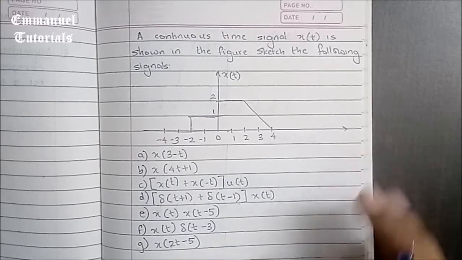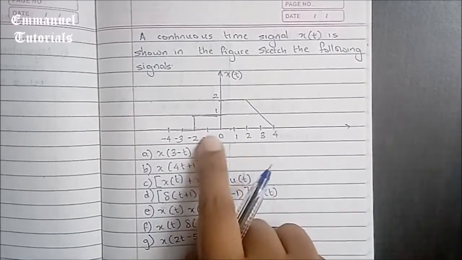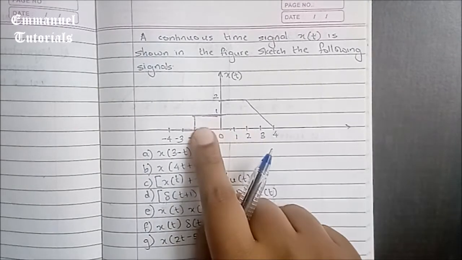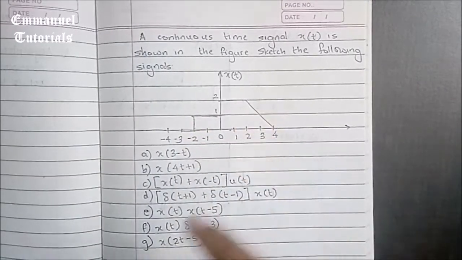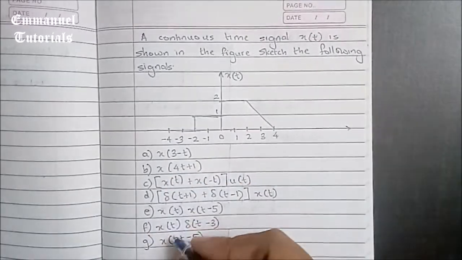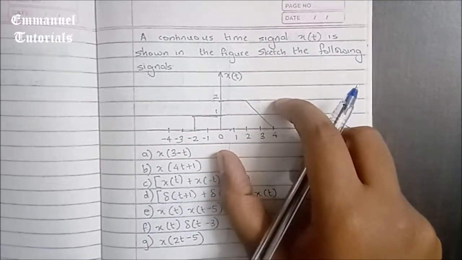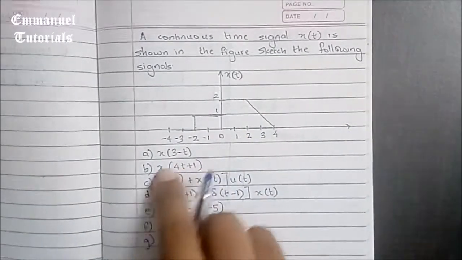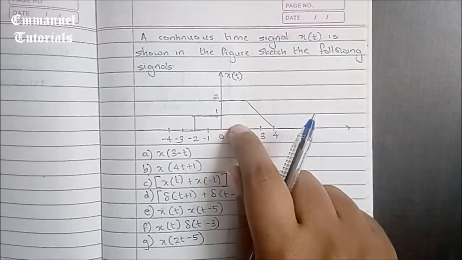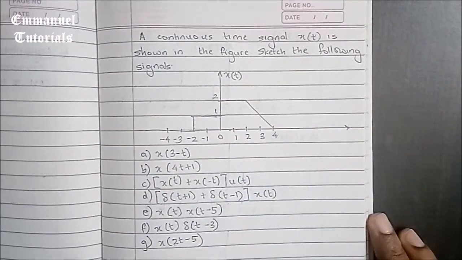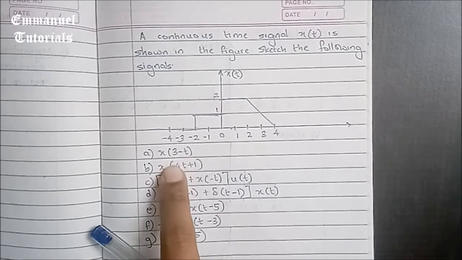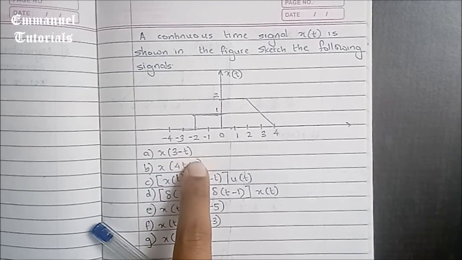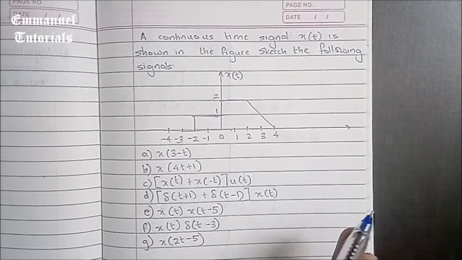So let's start. We have been given a signal x of t which is of this shape, and you have to plot these signals a to g using this signal x of t. There are different operations being performed on it, so we'll solve that one by one. The first one is x of 3 minus t. So let's start with that.